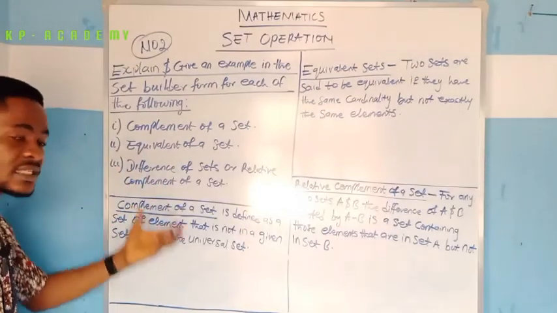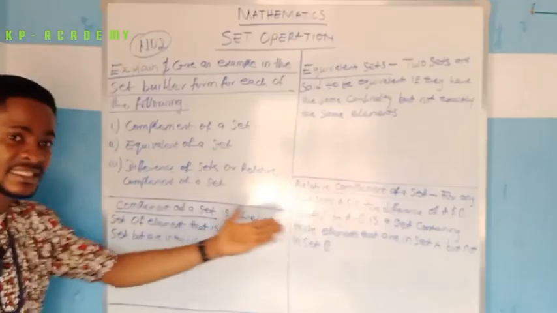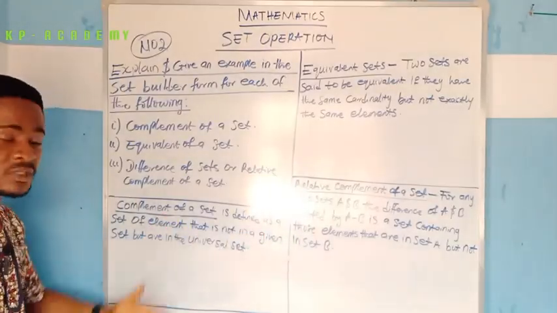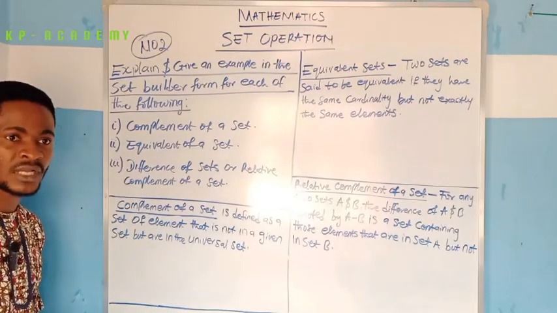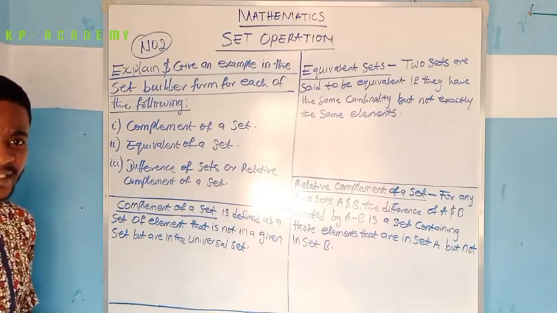Now, we are asked to explain these three things and again give their examples in a set builder form. It would have been a lot easier if we were asked to give their examples in a listing method. And of course, I've already made a video on how to represent sets in a listing method and again in a set builder method.